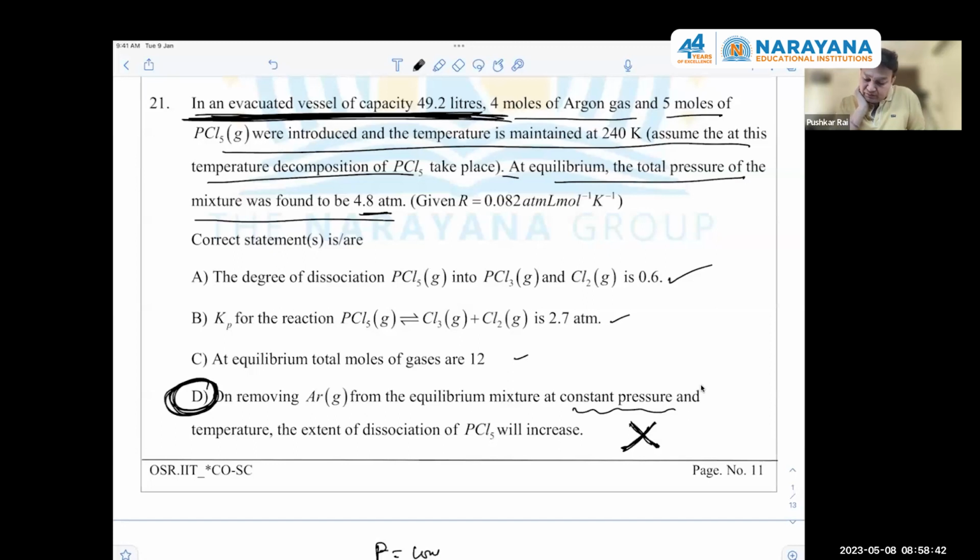On removing argon from the equilibrium mixture at constant pressure. If you have to maintain pressure constant and you still have to remove it, what is going to happen? How is it possible? You're adding now; if you're adding something, what are you adding? Either you are adding PCl5 or you are adding PCl3 or you are adding Cl2. Probably you are doing something like this: you're adding in such a manner that the equilibrium ratio is maintained. You can also do that. If that is the situation, then this D option is a very difficult option. Understood what I'm saying?